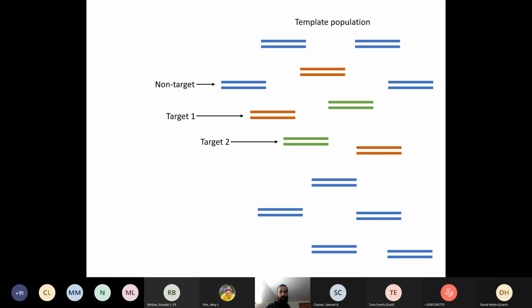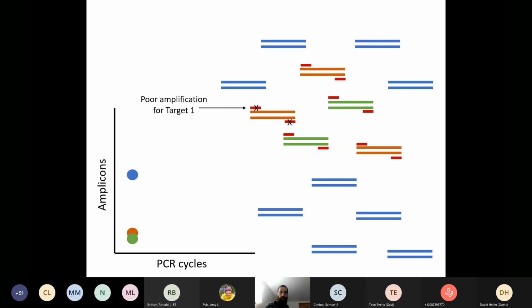So let's go back to this cartoon with that kind of idea in mind, that we have potential variation in our amplification efficiency. We have our non-target templates again here in blue. We have our target 1 in orange, and now we've introduced a new target indicated in green. Again, we're going to use this plot with PCR cycles on the x-axis and amplicons on the y-axis to track the abundance of these products over time. We have green on the bottom, orange just above it, and then blue at the very top. We'll ignore blue as we move forward.